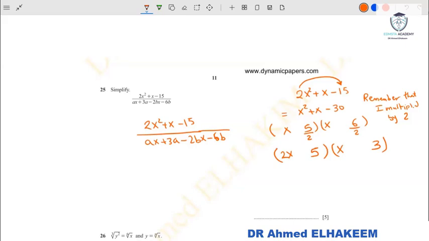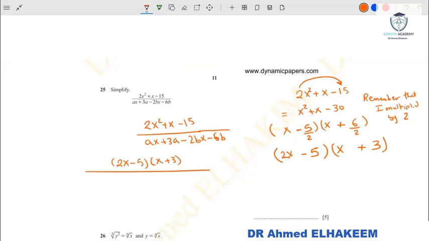Now I'm looking for signs. The sign is negative, so both are different signs. But the one which is larger will take the middle sign. So that one is 6, and that one was 5 before division. So that one will take negative. So this is plus, this is minus. So finally, that one will be 2x minus 5 times x plus 3.